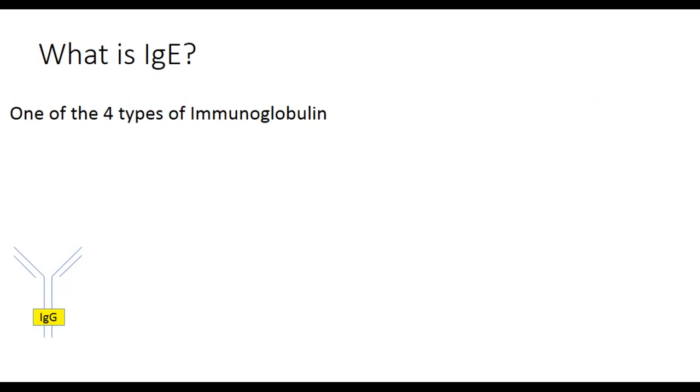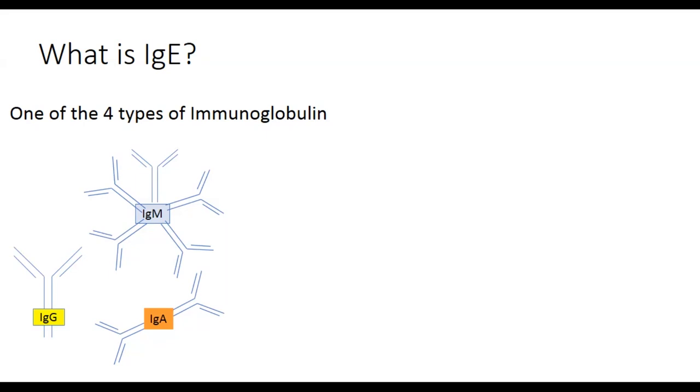IgA is what lines our mucous membranes, and a deficiency or a complete absence of IgA is pretty much the most common form of primary immunodeficiency. IgM is usually found in this pentamer or snowflake looking shape in the peripheral blood, and it is not replaceable, but it can also be low or elevated as a sign of primary immunodeficiency. But the specialty star immunoglobulin of the day for us today is IgE.